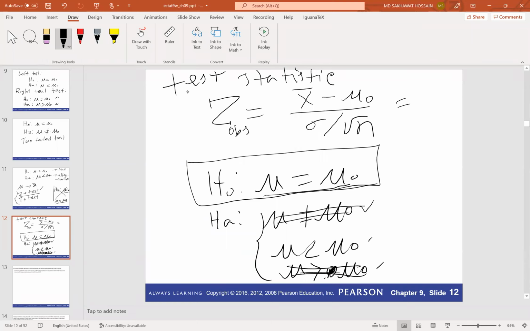So how do we make our decision? We'll discuss this in the next section. There are two approaches. One is called the critical value approach and the other is called the p-value approach. We'll discuss these in section 9.2. Based on this, we have two decisions: we can reject the null in favor of the alternative, or we can fail to reject the null.